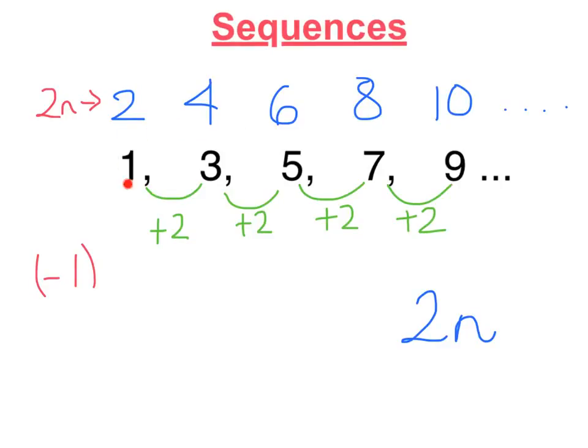So our sequence here is the 2 times table, but take 1 off. So the rule of this sequence is 2n minus 1. And it's 2n minus 1 because it goes up in twos, but it's not the 2 times table, it's the 2 times table take off 1, so it's 2n minus 1.